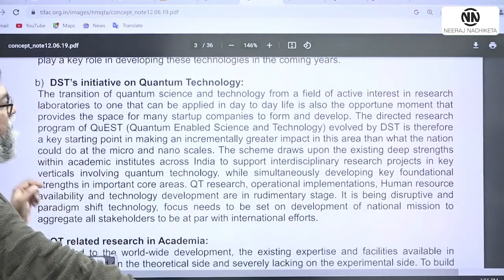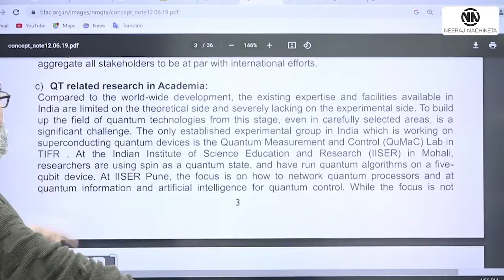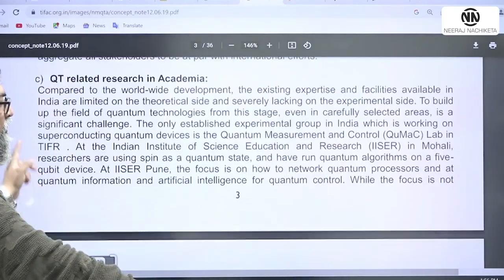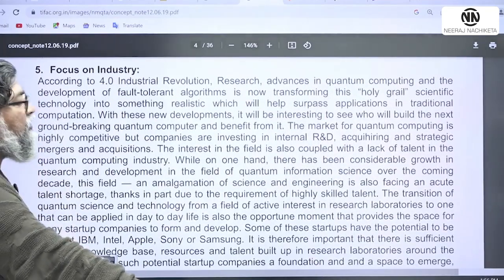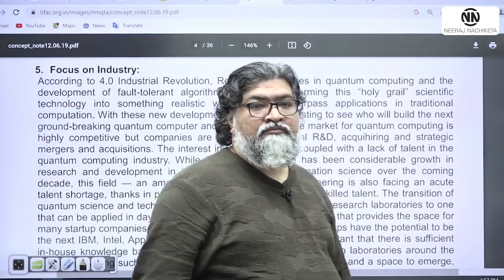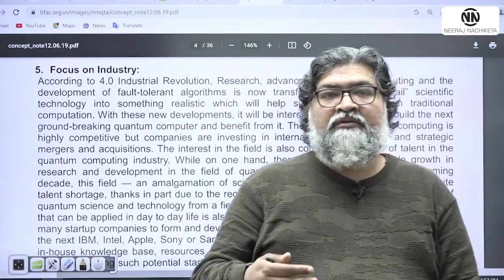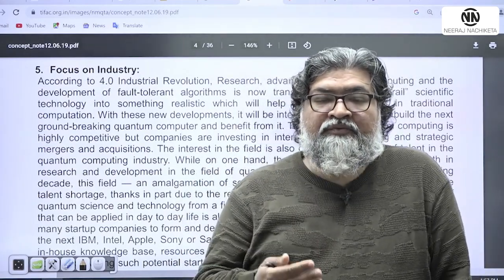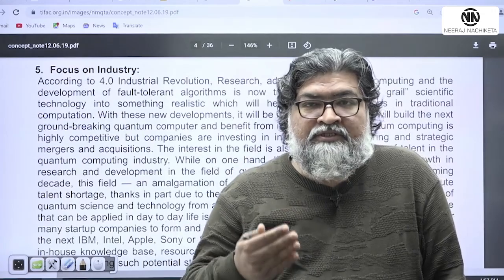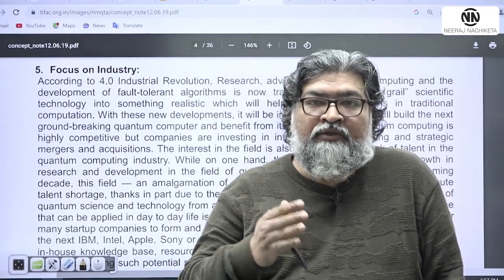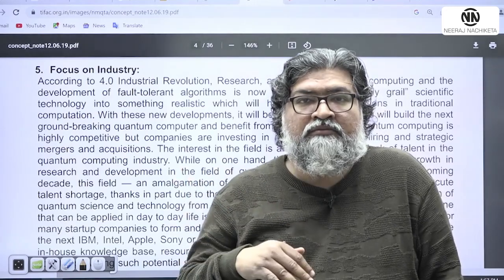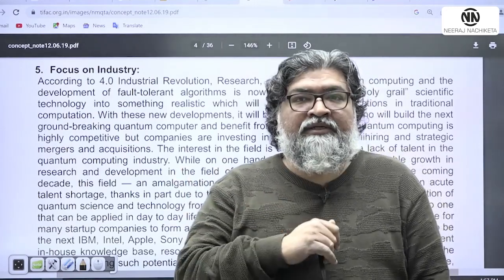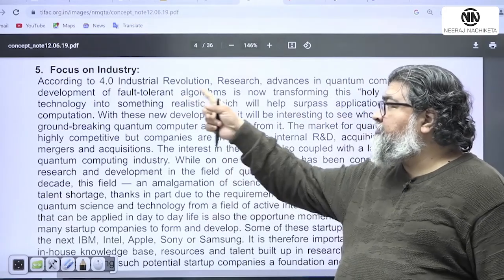DST initiative to develop the technology and all this research. Then collaboration with academia, right? Different research institutes, then focus on industry. Now very, very important, Industry 4.0. The new industrial technologies which will empower the industries in the 21st century: IoT, AI, robotics, quantum. Again the roadmap has been made. So you can see here, focus on Industry 4.0.